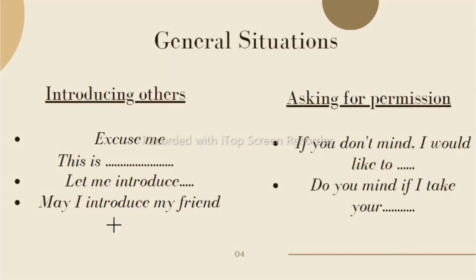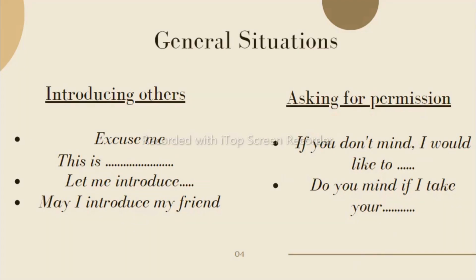Now if you are introducing someone to another person, you can say, excuse me, this is so and so, whatever name is there you can mention here. Let me introduce so and so, whoever you are introducing here. And you can also say, may I introduce my friend, whatever name is there you can mention. And while asking for permission in a general situation, you can use, if you don't mind, I would like to dash, meaning I would like to go or I would like to do something. And, do you mind if I take your water bottle, pen, anything? For asking permission, you have to use these types of sentences here.